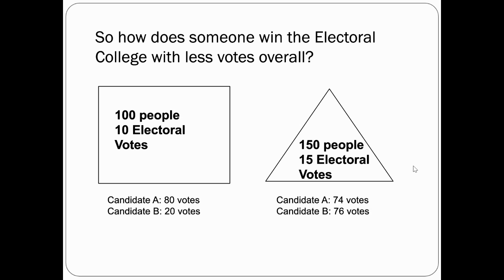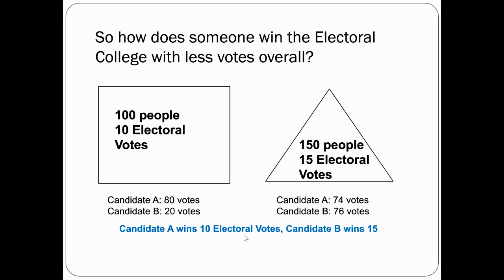In the triangle state, it's a lot closer. So candidate B wins in the triangle state, but only by 2 votes. So 74 people vote for candidate A, 76 people vote for candidate B. But remember, it doesn't matter how close it is. It just matters who wins. So in this state, candidate B wins, and so they get 15 electoral votes.